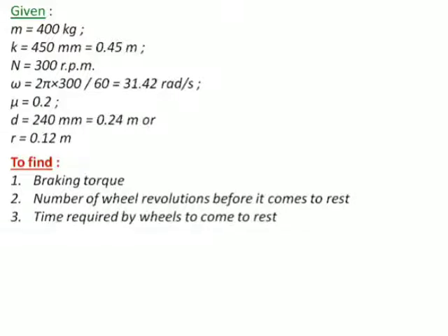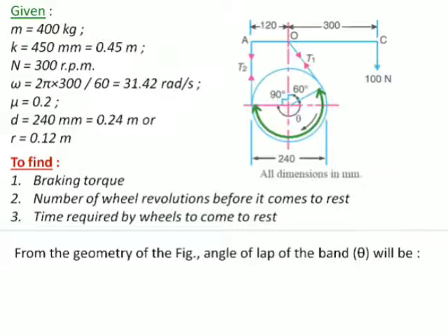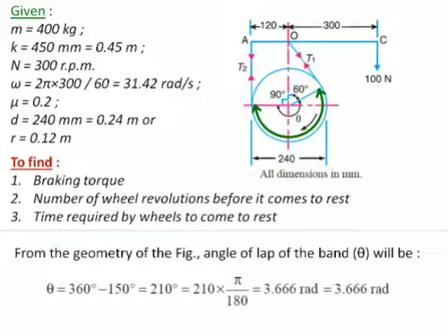So from the geometry of the figure, the angle of lap of the band, that is theta, will be, so here if we analyze the figure, the green color arc is the angle of lap. So it will be 360 minus 150. It comes to be 210 degrees. So that is our angle of lap. Then next we are going to convert this angle of lap into radians by using pi by 180. We get 3.666 radians. That is the angle of lap in radians.